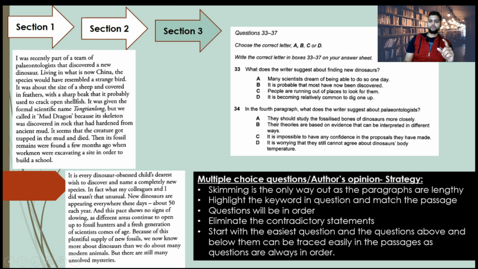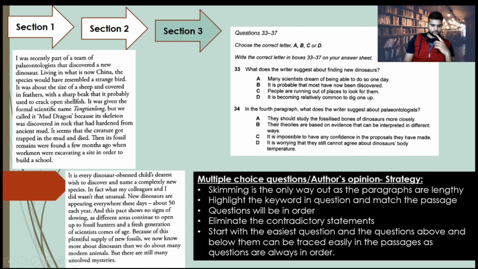Why did I do so? Because it is something about scientists, but they are talking about an obsessed child. Then next, in fact, my colleagues, now he is speaking about scientists. Wasn't that unusual. New dinosaurs are appearing everywhere these days. It is quite common. They are being discovered very commonly. People are running out of places to look for them. It has become relatively common. See, I've already got the right answer for it, because it is becoming relatively common to dig one up.